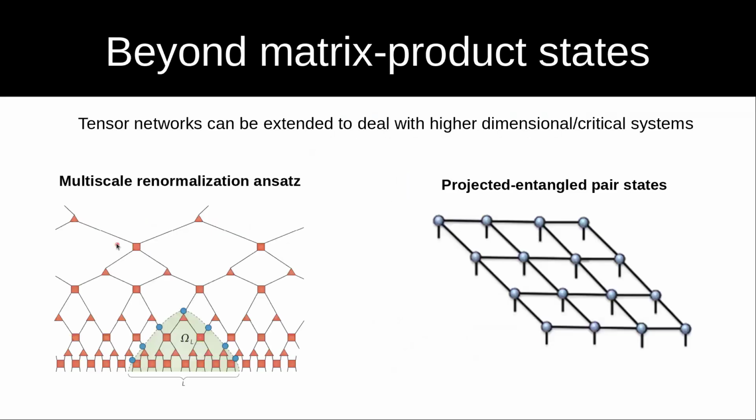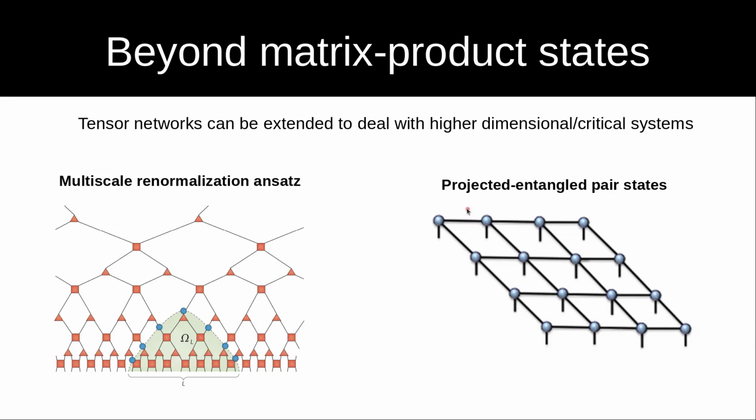Now, the idea is that there are different tensor networks that can be especially useful in specific cases. And in particular, let me emphasize two of them. One is the multiscale renormalization ansatz that is especially interesting for systems at criticality, so when we are right at a critical point between two different phases. The reason is that these types of tensor networks allow much more entanglement than matrix product states. And something very interesting is that they can allow us to deal with strongly correlated systems that are described by conformal field theories.